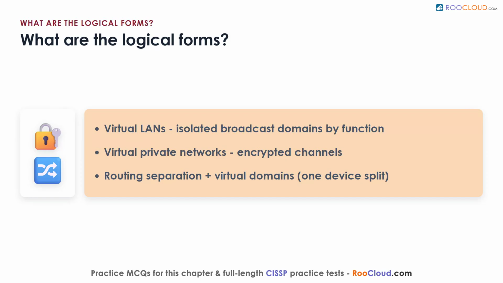Virtual private networks build encrypted channels across untrusted networks so remote users and sites connect safely. Virtual routing and forwarding lets one router hold multiple independent routing tables that never leak into each other. And virtual domains carve one device, like a firewall, into separate logical instances with their own policies. Think of drawing internal walls on a floor plan without moving a single physical partition.